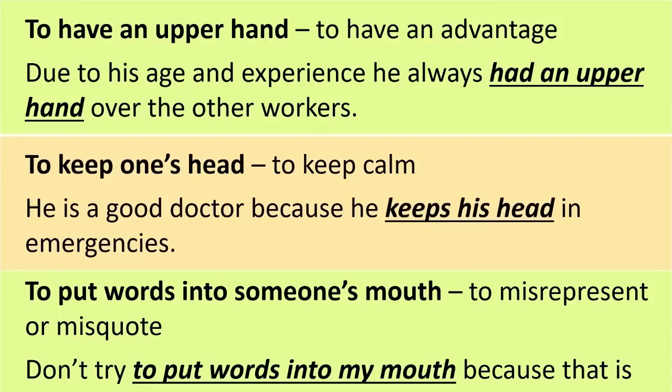To have an upper hand means to have an advantage. Due to his age and experience, he always had an upper hand over the other workers. That is, he had an advantage because he was older and he was more experienced. To keep one's head, that means to keep calm, not to get stressed out or not to get flustered. He is a good doctor because he keeps his head in emergencies. Now you can see how clearly the idiom is used.